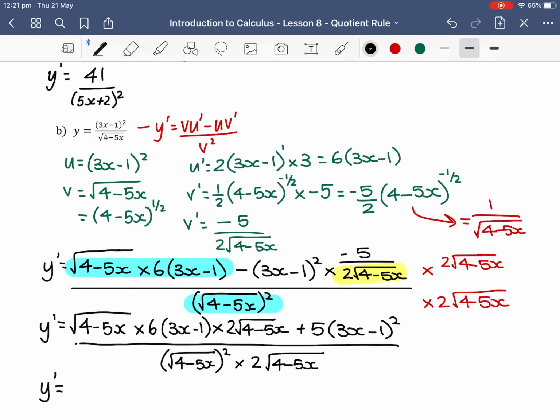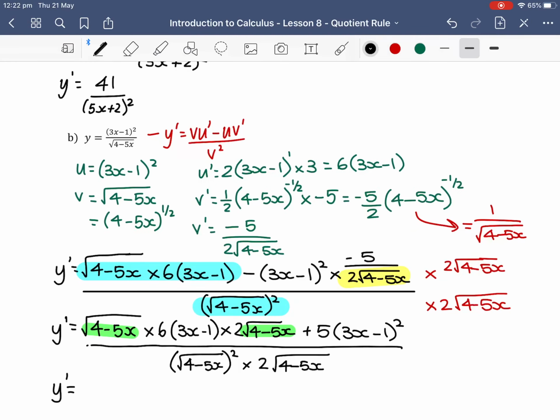So I can keep writing down here and then I'll have to go to a new page. So on our top, in our first term, this 4 minus 5x all rooted times the root 4 minus 5x will cancel out. The square roots will cancel out, so they will be the same. But let's multiply our numbers together first. So our 6 and our 2. So 6 times 2 is 12.